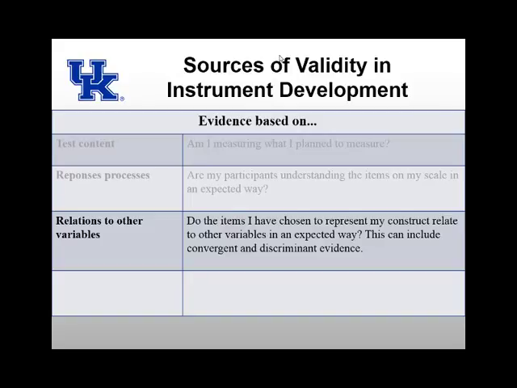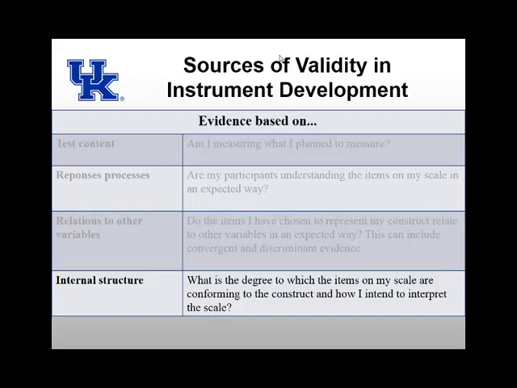The next is relationships to other variables. Is there any evidence to say that my construct is relating to other variables in the way it should be? Or did I, again, just make a scale and not relate it to other variables in the literature and say, yes, this has evidence-based literature behind it? And then the last one is internal structure. Do we have any evidence for the internal structure? This would be things that we'll talk about in a little bit, like exploratory factor analysis initially, and later confirmatory factor analysis. And again, is it how I intended to interpret it as well? Is there evidence for that?